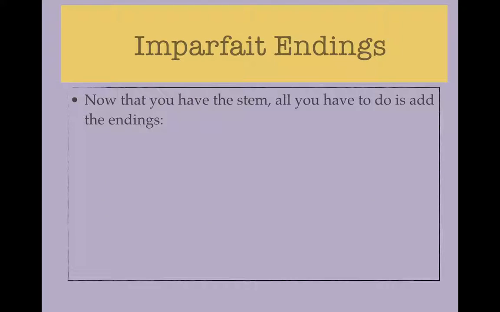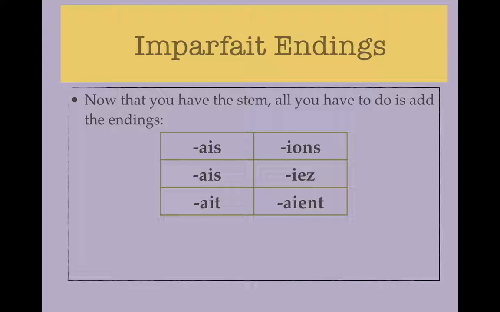The imparfait endings, that's easy peasy. They work just the same as normal. You just have to remember which endings they are. We have AIS, AIS, AIT, IONS, IEZ, AIENT.